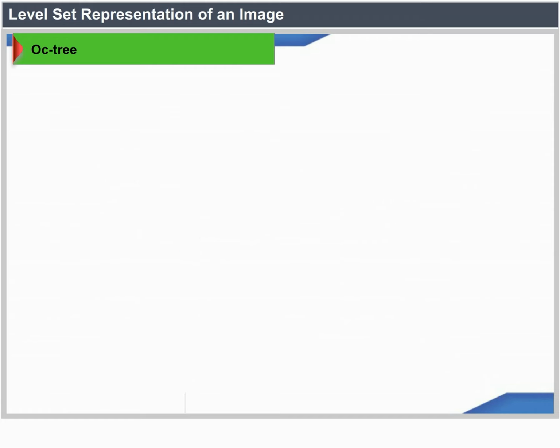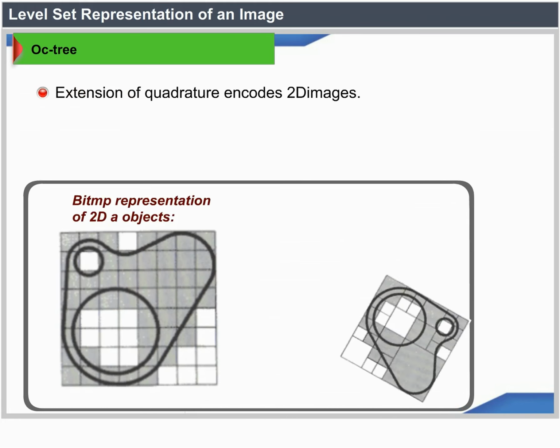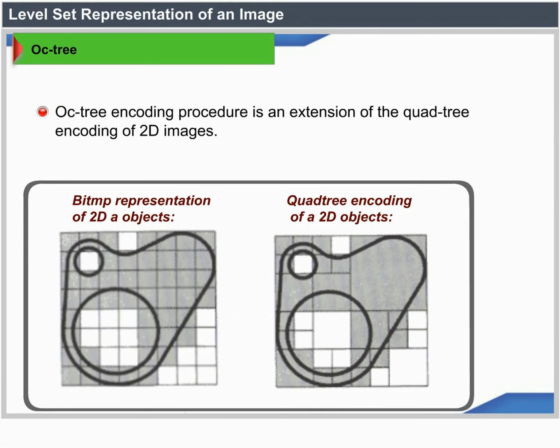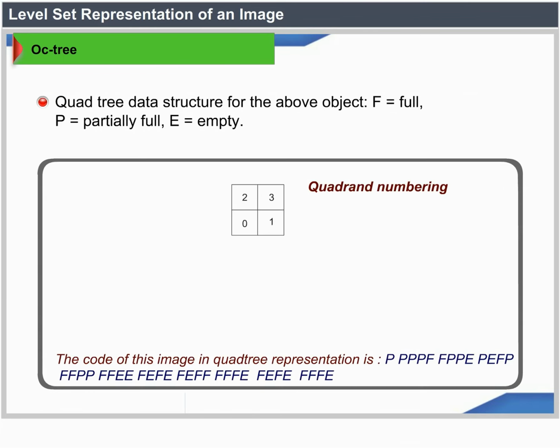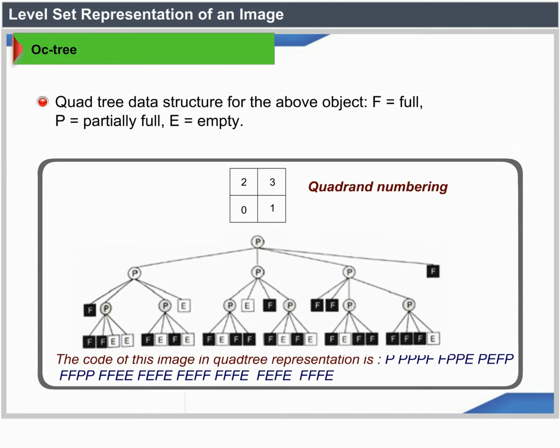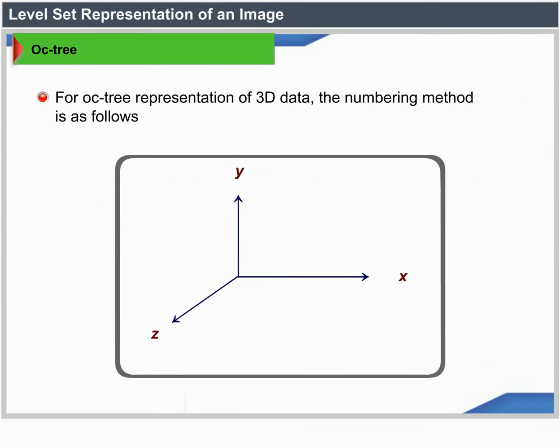Extension of quad tree encoding of 2D images. Octree encoding procedure is an extension of the quad tree encoding of 2D images. The figures show the bitmap representation of a 2D object and a quad tree encoding of a 2D object. Quad tree data structure for the above object. F stands for full, P stands for partially full, and E stands for empty. The code of this image in quad tree representation will be: for octree representation of 3D data, the numbering method is as follows.